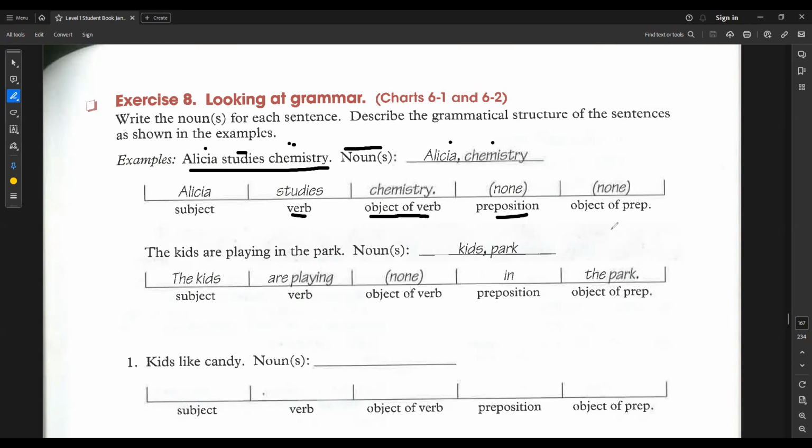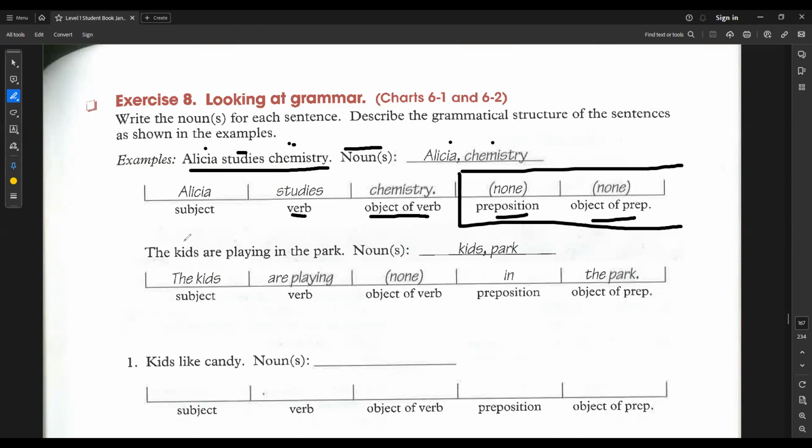Y no hay preposición, entonces no hay objeto de preposición. Por tanto, no hay frase de preposición y no hay adverbio. Nada más es sujeto, verbo, objeto, sin adverbio. No tenemos información de espacio ni tiempo. No tenemos información ni de cuándo estudia ni de dónde estudia. Right? Okay. The next example, the kids are playing in the park.